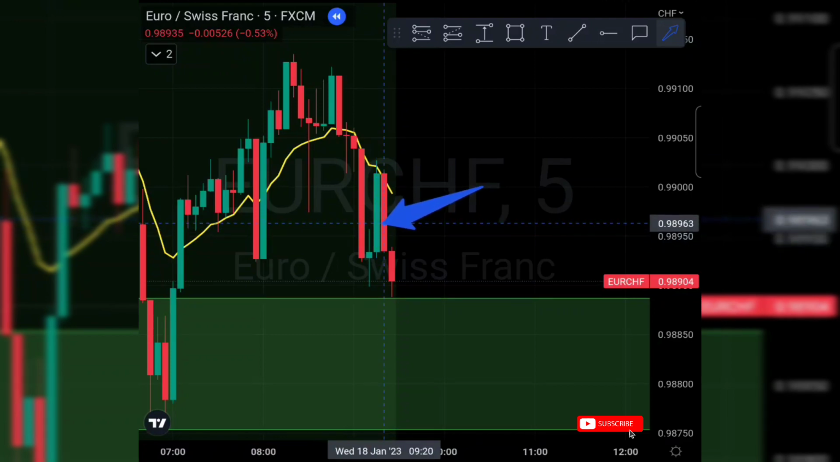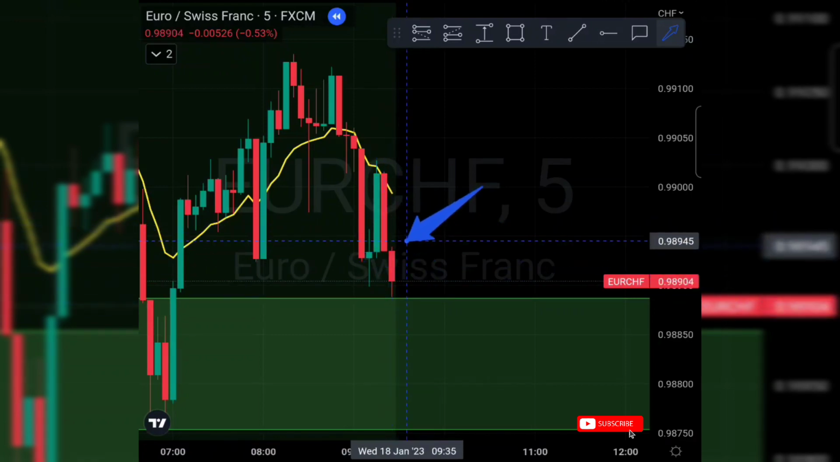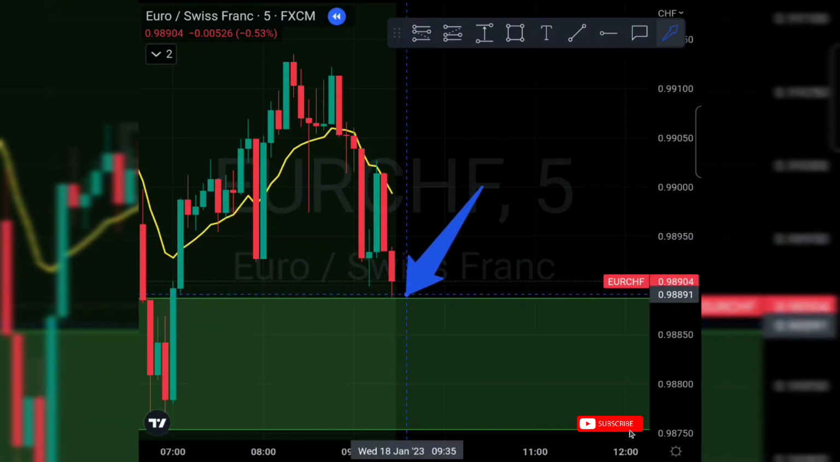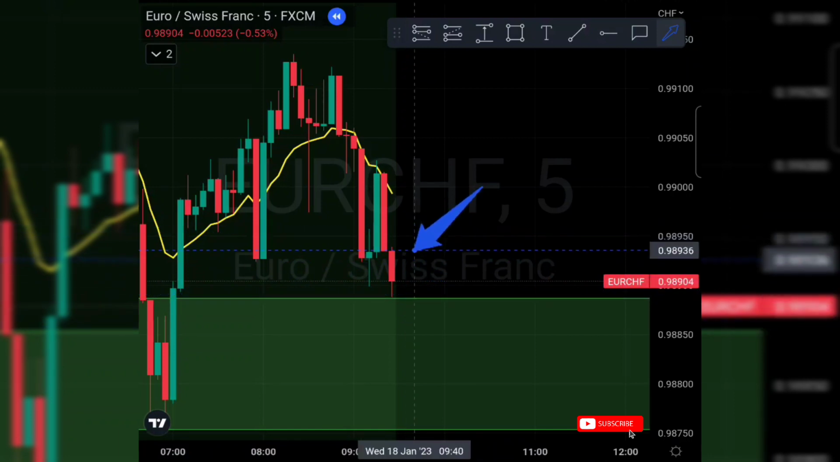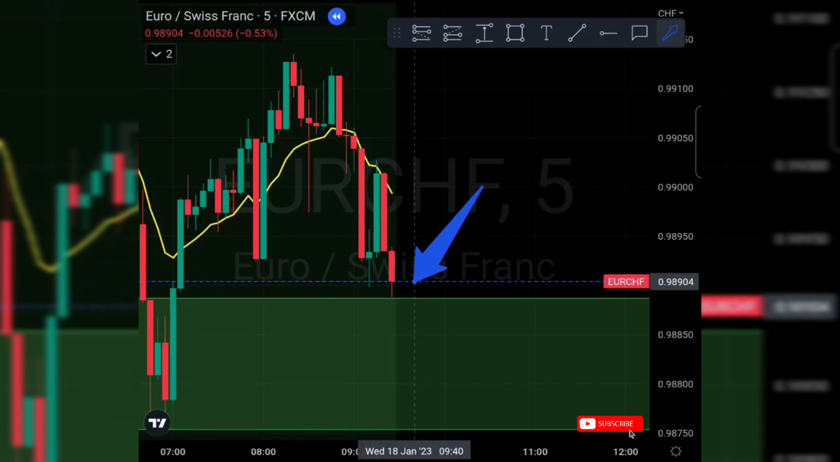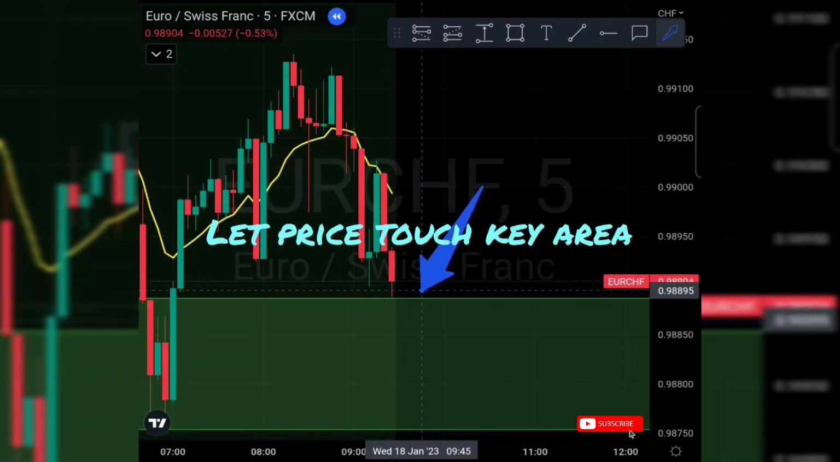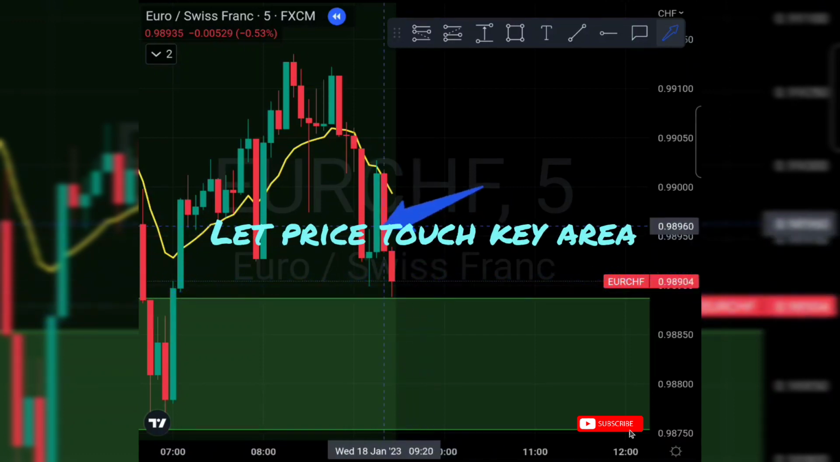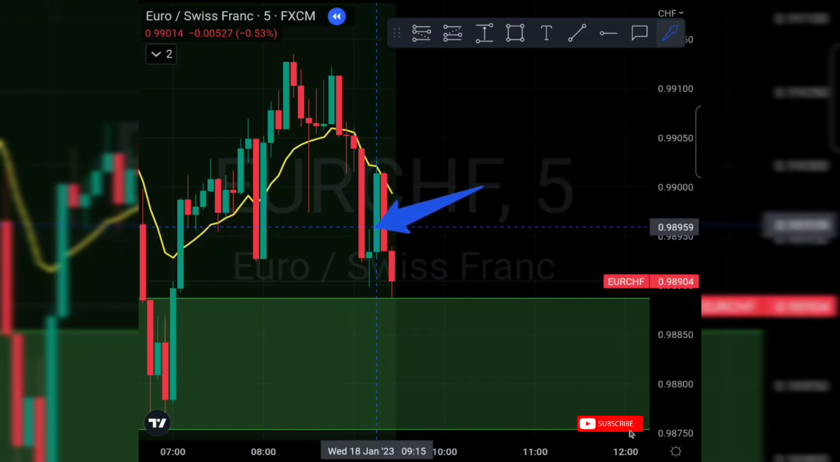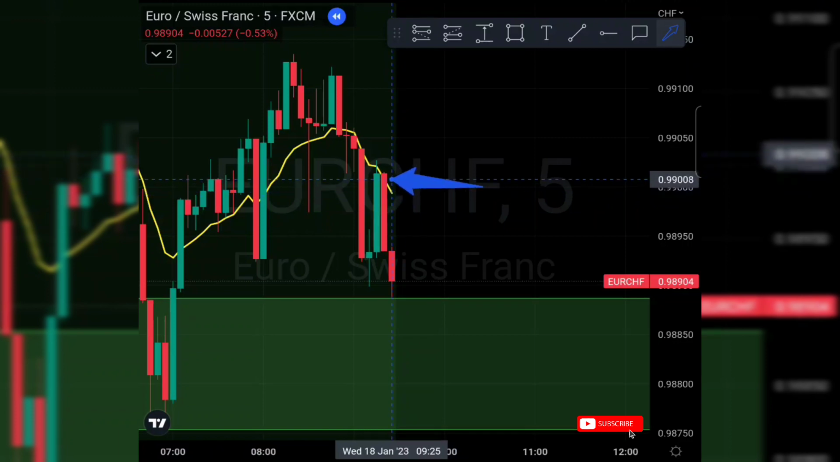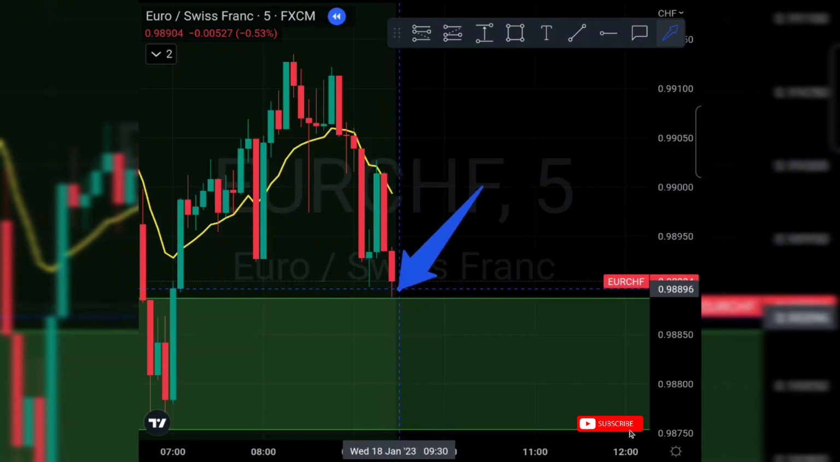Absolutely not. I don't give a fuck. I don't care if it's 1 pip away from my box and it breaks above or below for a supply. I'm not getting in. It must touch my box. It must touch. Don't get caught right here on some rookie stuff trying to get in early. FOMO, fear of missing out.